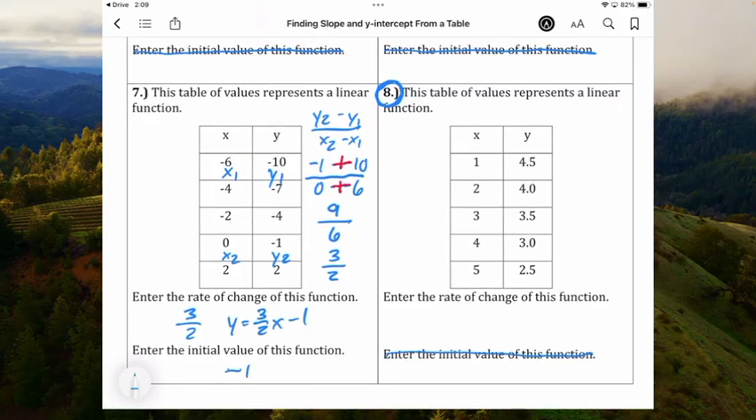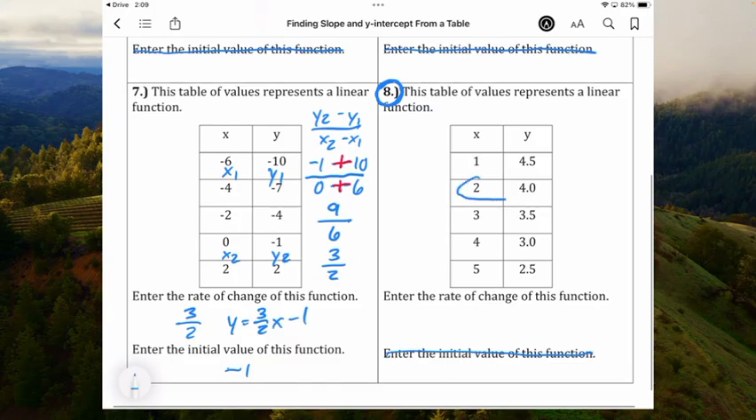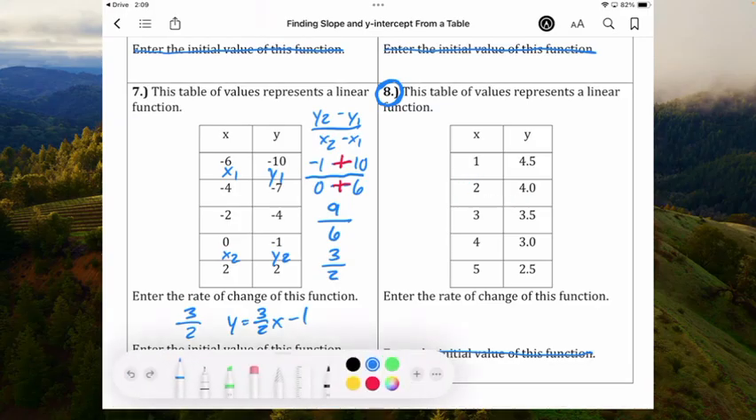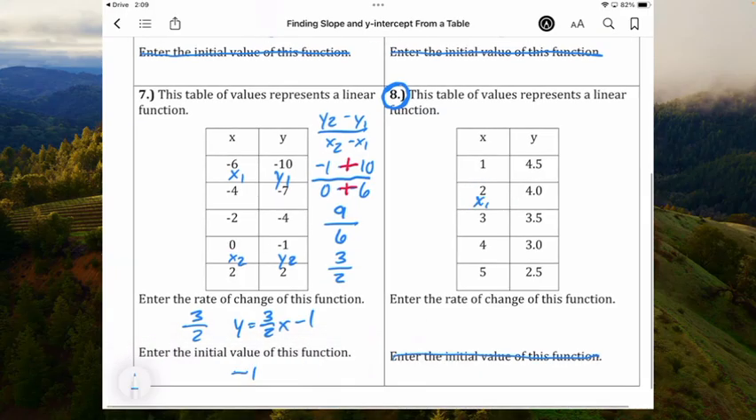Got some decimals over here, nothing to worry about. We're only looking for the slope. I'm going to choose to pick whole numbers because I don't want to worry about dealing with the decimals. So x1, y1, x2, y2. y2 minus y1 over x2 minus x1. Template it out.